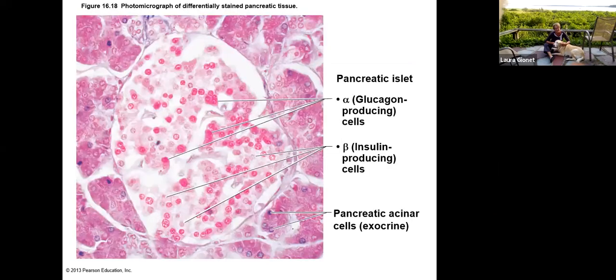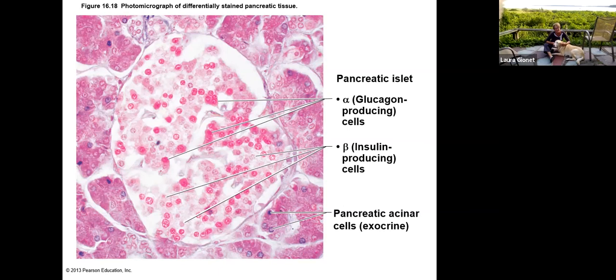All right. So here it's a very magnified picture, but this will be an islet of Langerhans. There are alpha and beta cells there and delta cells as well. But we're going to be looking at blood glucose regulation, alpha and beta cells. Alpha cells produce glucagon. Beta cells produce insulin.